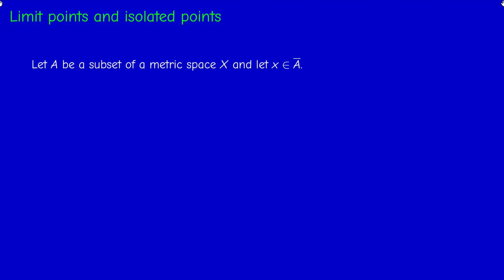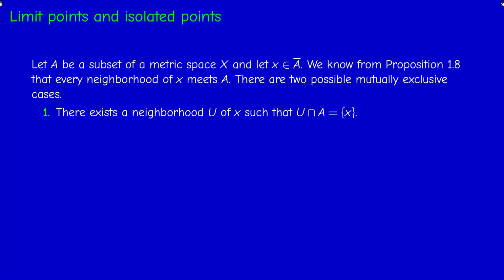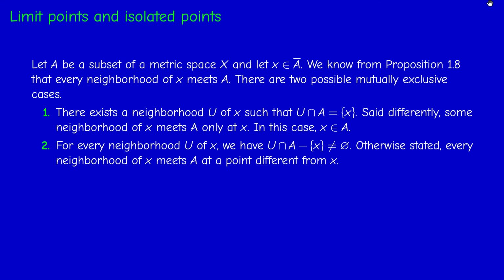If we have a subset A of a metric space, and you consider a point x in the closure of A, we know from proposition 1.8 that every neighborhood of x meets A. So we now distinguish two mutually exclusive possibilities. Either there exists some neighborhood U of x that meets A only at the point x. This is possible, and I will give examples now. In this case, of course, x belongs to A because it is in the intersection.